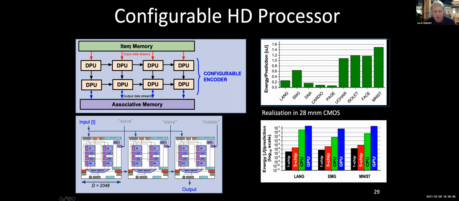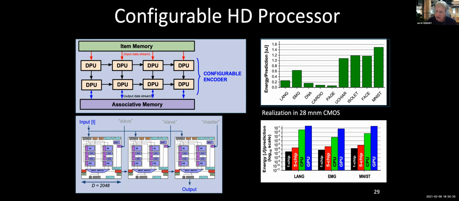You have an item memory that stores your random patterns. They can be stored, or they can also be generated. There are some very interesting ideas there. Then you feed them to a number of pipeline stages that do the computation that I showed you: multiplication, addition, permutation. Ultimately, you add all these things together and you get a single vector, which you store in your associative memory. And here's the processing element. The DPU is very straightforward. It's just a couple of gates. So it's a very simple processor to perform this.